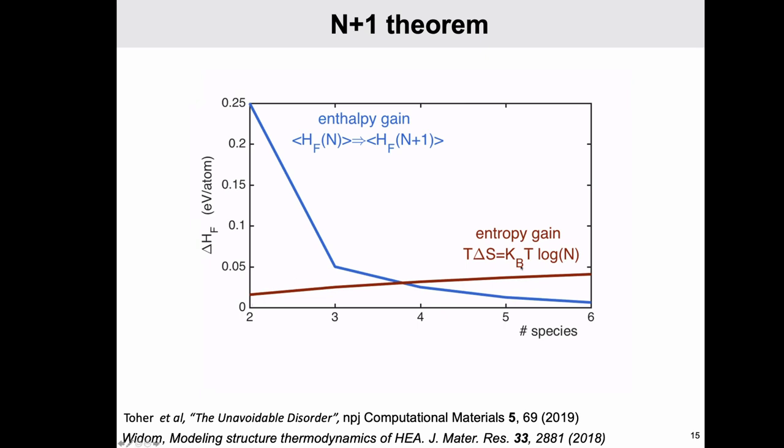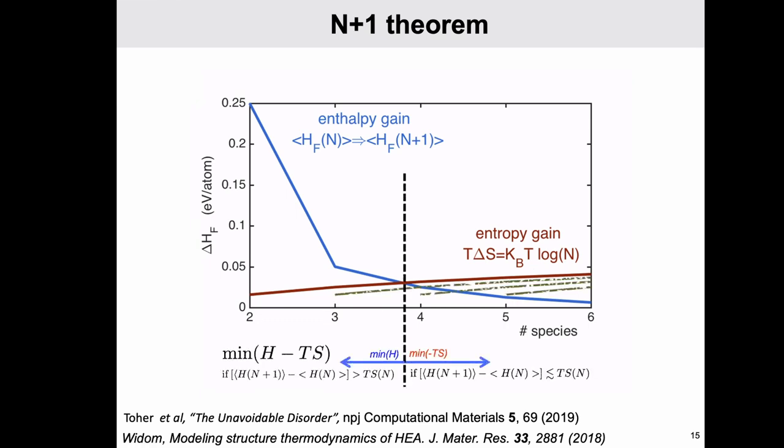This red line is if all the species are disordered. But maybe one sublattice is still ordered, then you have the second one, two sublattices still ordered, and a third one, and so on. Anyway, you have all these envelopes of possible subsystems that are disordered, and you realize that eventually entropy takes over, with the number of species, and takes over the enthalpy gain, and the system becomes disordered.